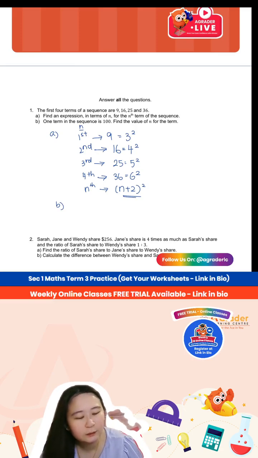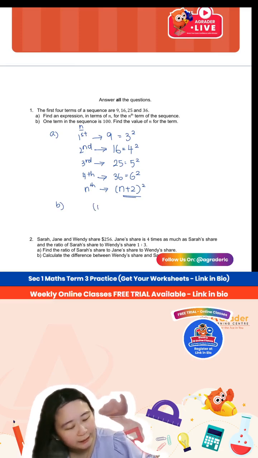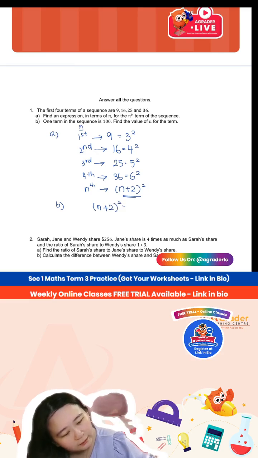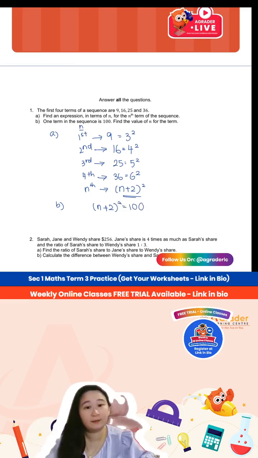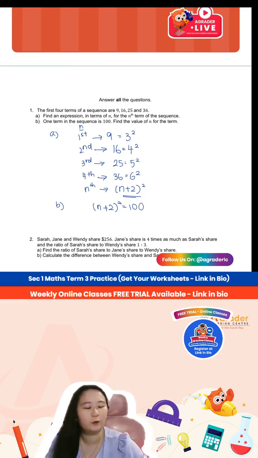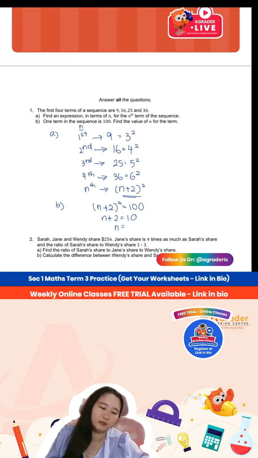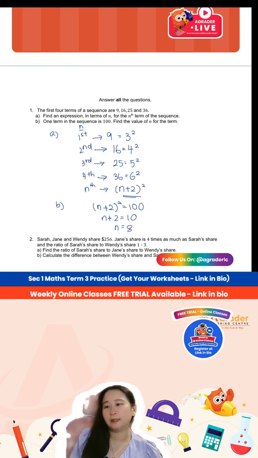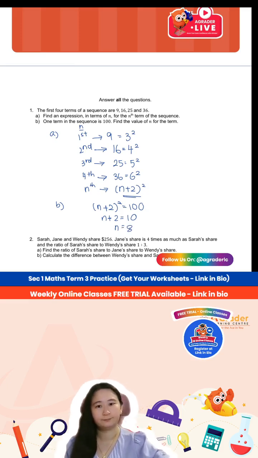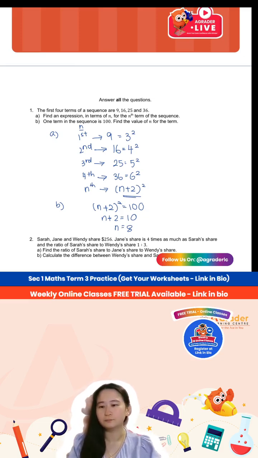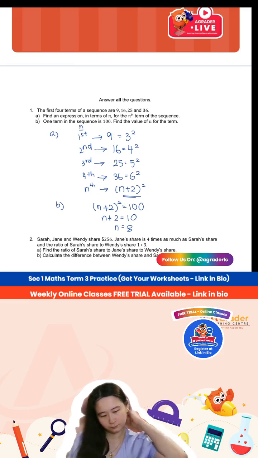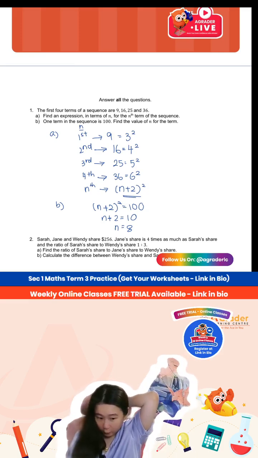One term in the sequence is 100, so we can use the nth term so that we can find the value of n. Square root on both sides, so n plus 2 equals 10. Square root of 100 gives us 10, and then we minus 2 on both sides. So therefore n equals 8. When you're done, you can take a look at question 2.